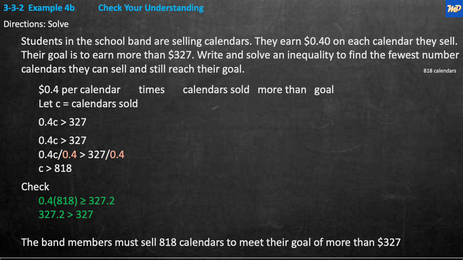And when we do that, we're going to get 0.4C has got to be greater than $327. What did they say? They wanted the fewest number that earned their goal, but they want to earn more than, right here, the 327. So when we write this, it's the calendars sold: 0.4C is greater than 327, because they didn't want equal, they want greater than.